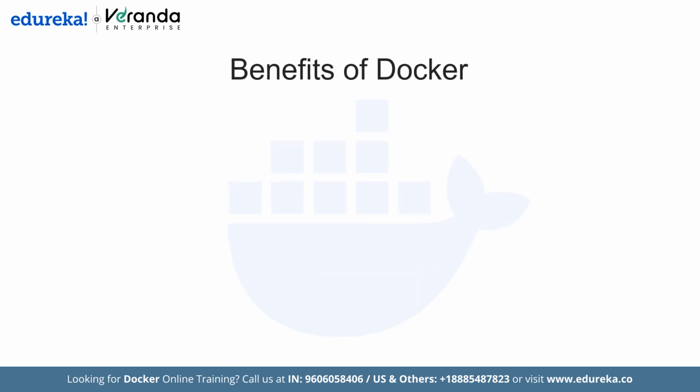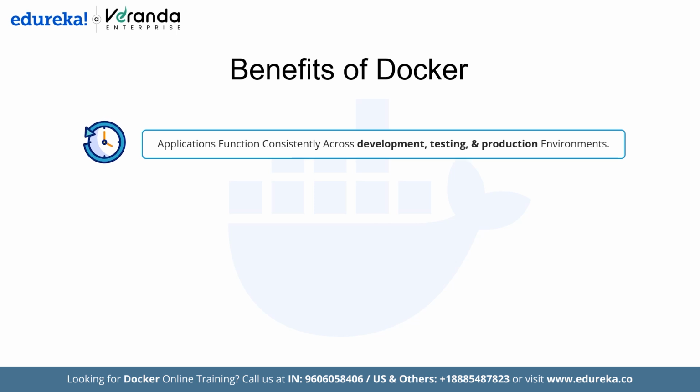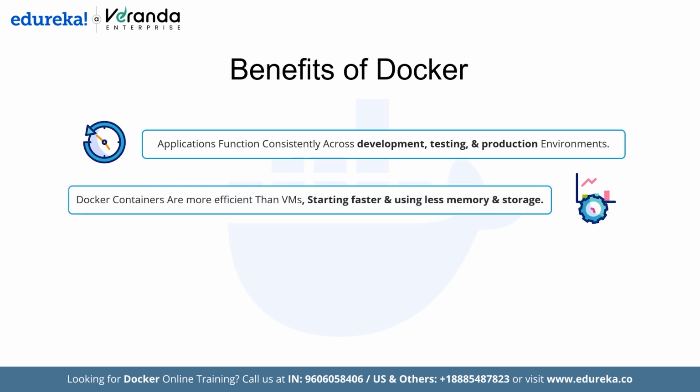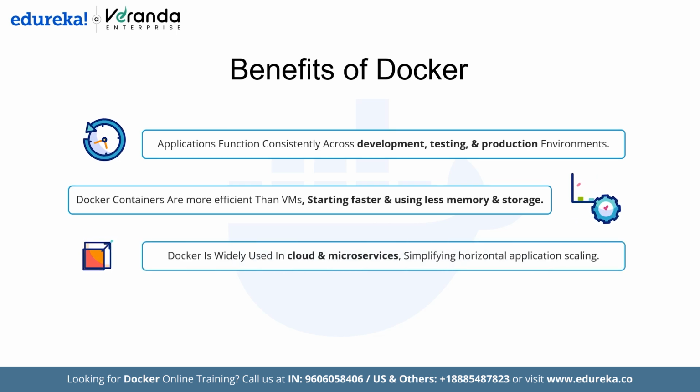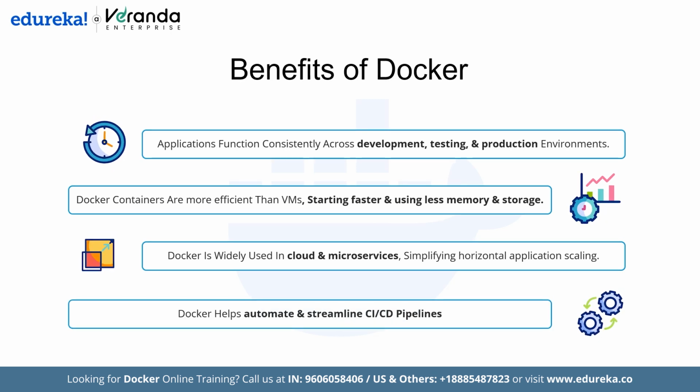Next, coming to the benefits of Docker. The benefits of Docker are consistency, which runs applications the same way across development, testing, and production. Efficiency: Docker containers use fewer resources than VMs. They also start faster and use less memory and storage. Scalability: Docker is commonly used in cloud environments and microservices architecture, making it easy to scale applications horizontally. Simplified CI/CD: Docker helps automate and streamline continuous integration and continuous deployment pipelines.